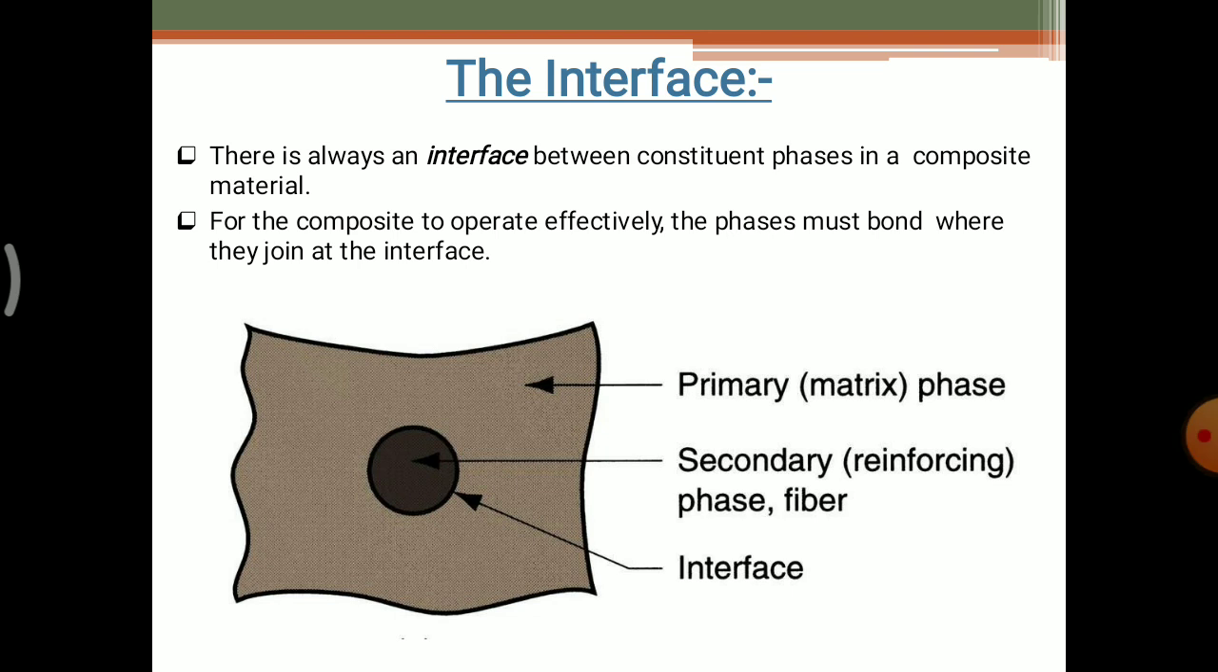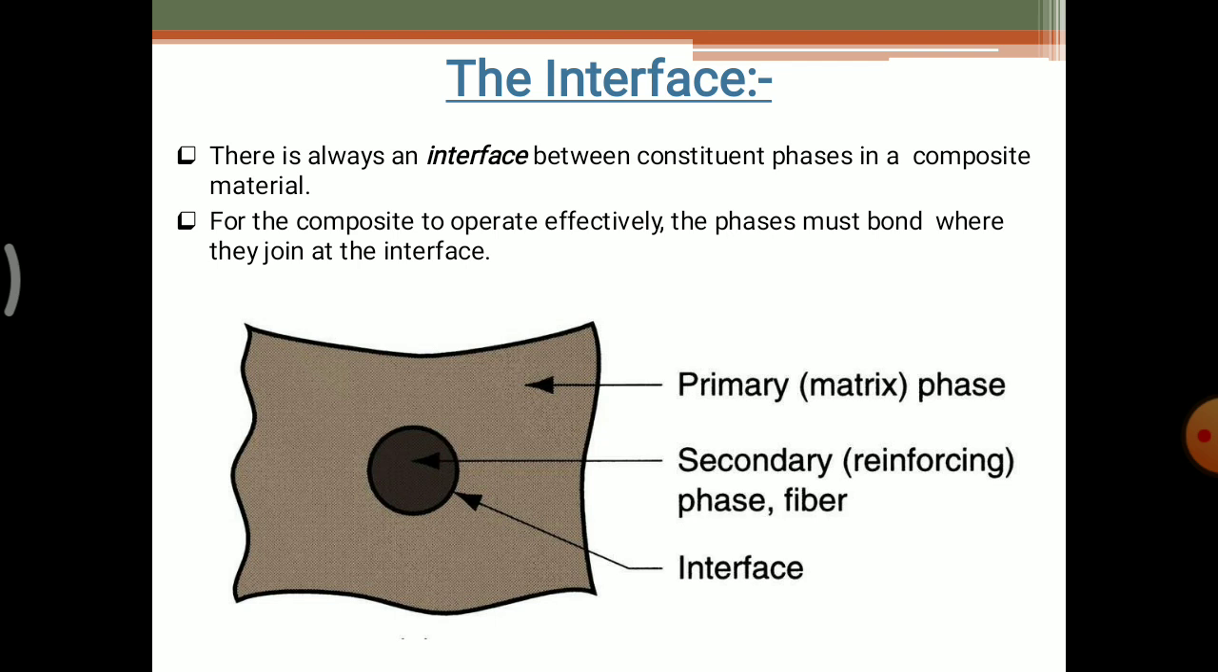Next one is the interface. So there is always an interface between the constituent phases in a composite material, that is the matrix phase and the reinforced phase. And for the composite to operate effectively, the phases must bond, where they can join at the interface only.